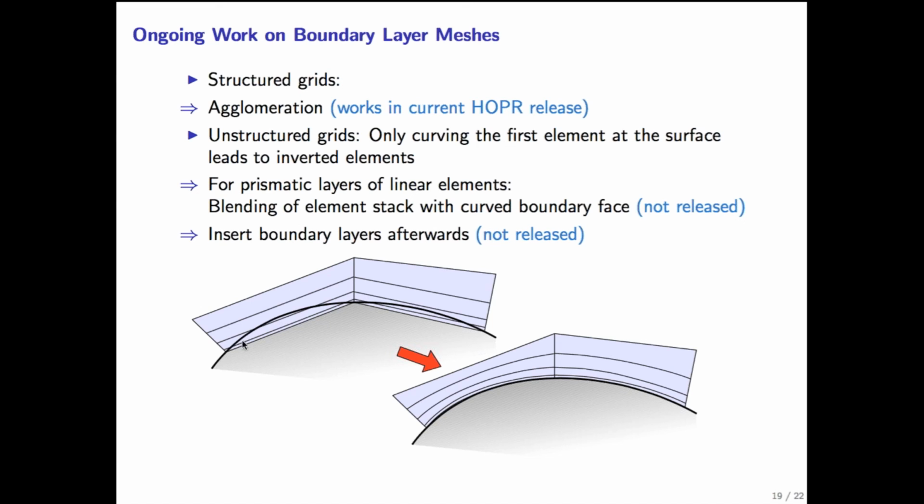The first idea would be, if we have a prismatic layer of linear elements like shown in this sketch, we could do the blending not only for the first element but for the whole stack of elements, and then this would result in a valid mesh. And the second strategy would be to insert boundary layers afterwards. Both of these features are still not released, but we are planning to do this.